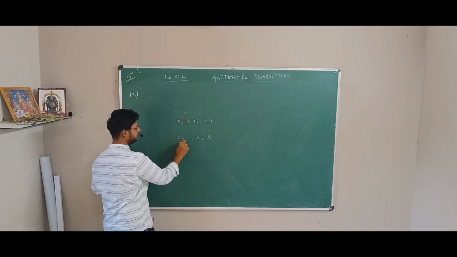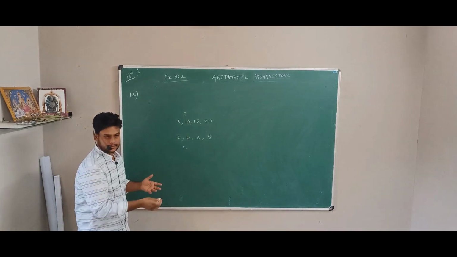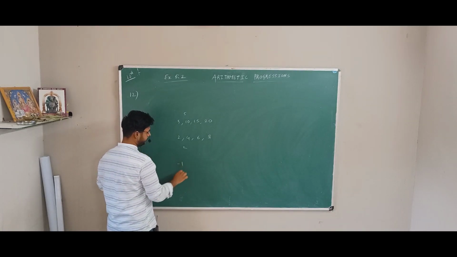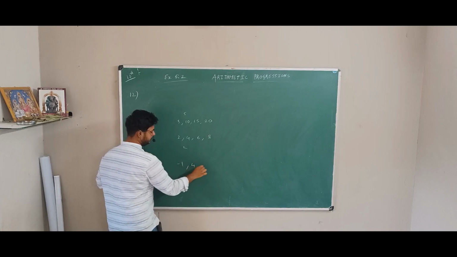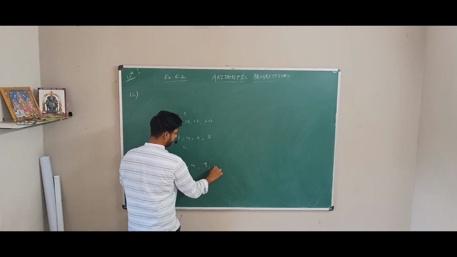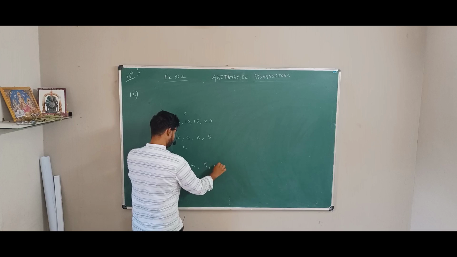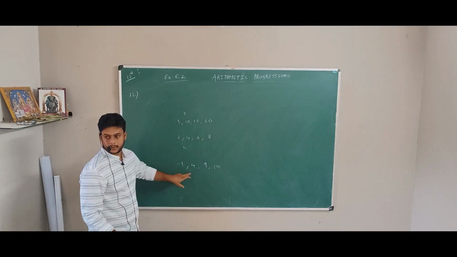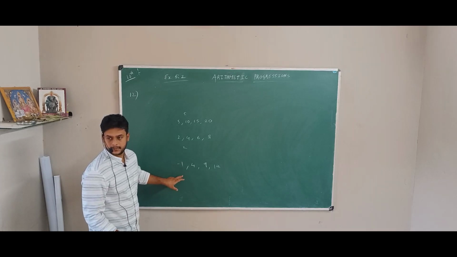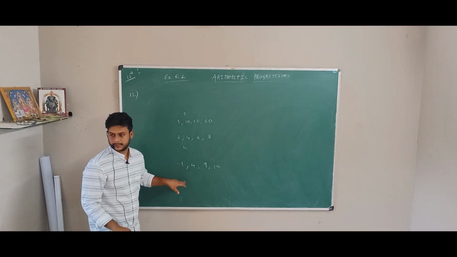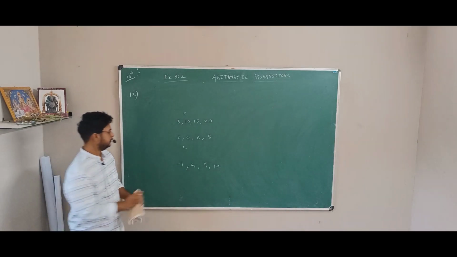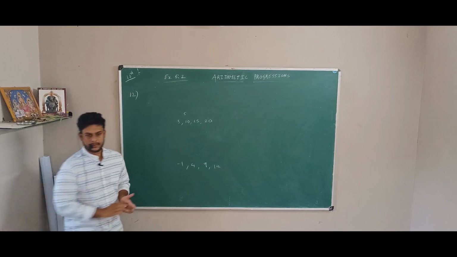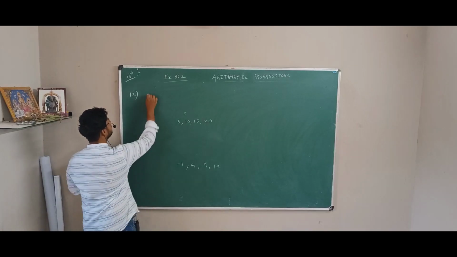Now here the common difference is 5, but here it is 2. But actually the common difference is the same. How can I take it? One simple example I will take: minus 1, 4, 9, 14. Leave this AP. Now see this and this. How much is the common difference here? It is 5: from minus 1 to 4 it comes to 5. Yes or no?